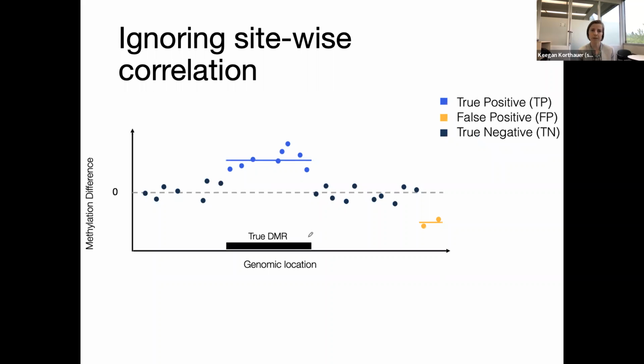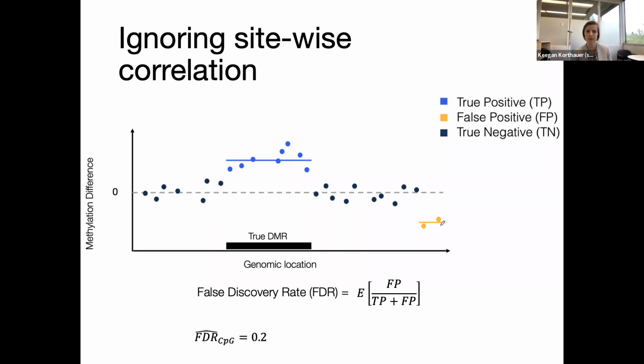But let's see what happens when we know the ground truth. Suppose we know that there's a true differentially methylated signal that we should detect in this location right here, but these other two sites are actually false positives. When we examine the rate of false discoveries, which is just the expected proportion of the total discoveries that are false positives, at the CpG level, we'd have a value of 0.2, since 2 out of 10 of our total number of discoveries are false.